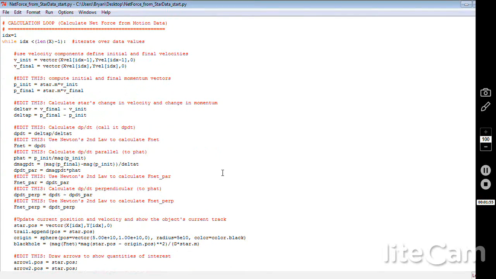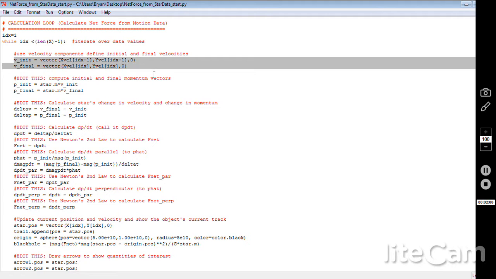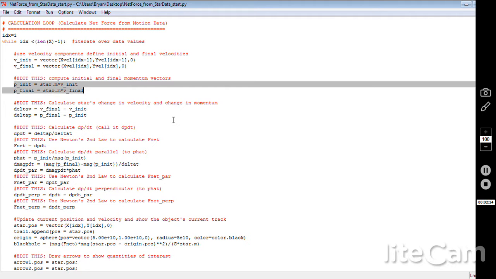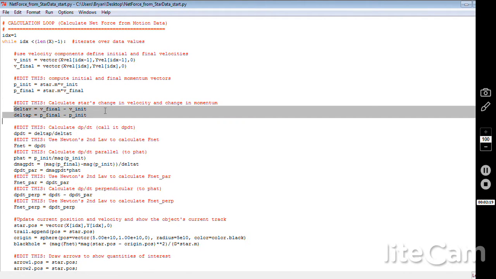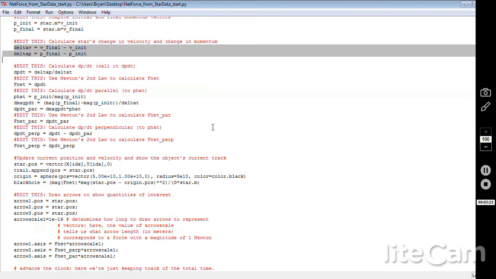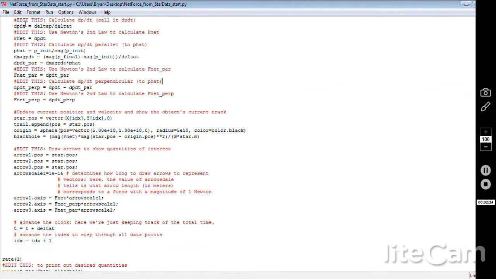Physics really comes into play with the second while loop, where we will be calculating the change in velocity and the change in momentum in order to figure out the parallel and perpendicular components of dP dt and relating that to the net force. So here we are figuring out the initial and final velocities. Once we have that, we can use that to determine the initial and final momentums. And using these two previous calculations, we will get the variables delta v and delta p, change in velocity and change in momentum respectively. dP dt is equal to delta p over delta t. Per Newton's second law, the momentum principle, Fnet is equal to dP dt.